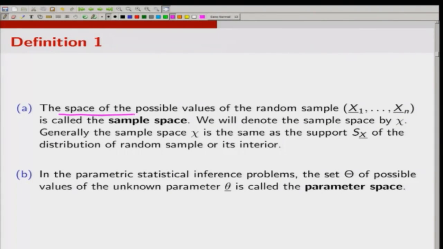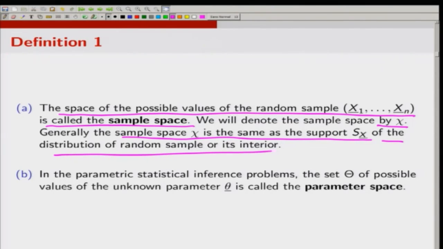The space of the possible values of the random sample x1, x2, ..., xn is called the sample space. We will denote the sample space by chi. Generally the sample space chi is either the support of the random vector x, or it could be the interior of the support in the case of absolutely continuous random variables.